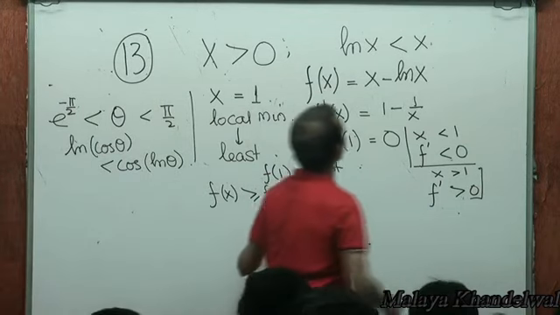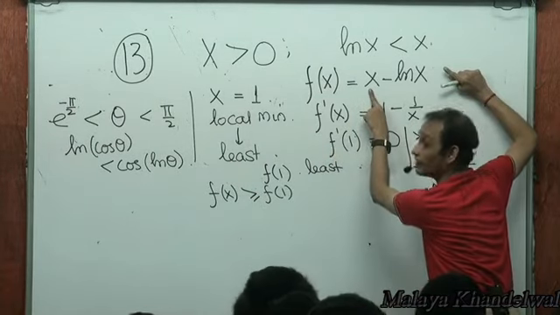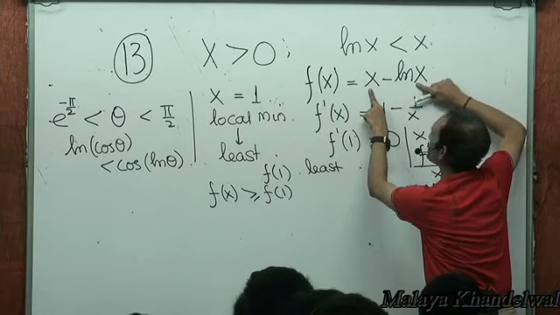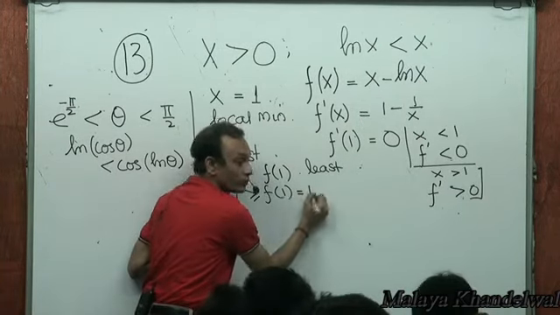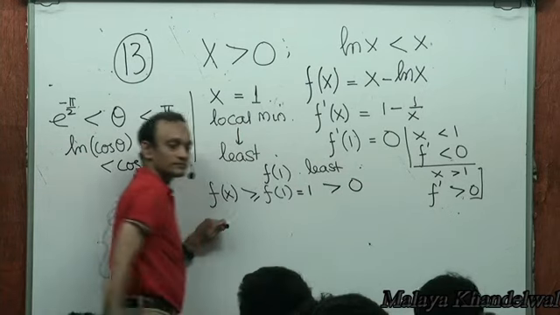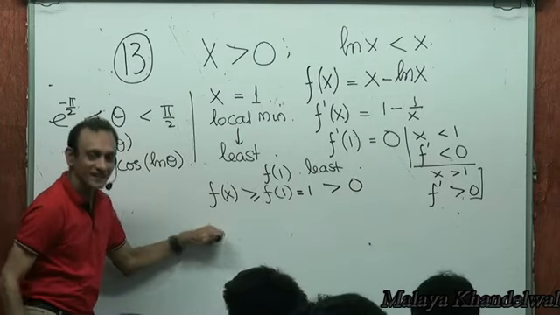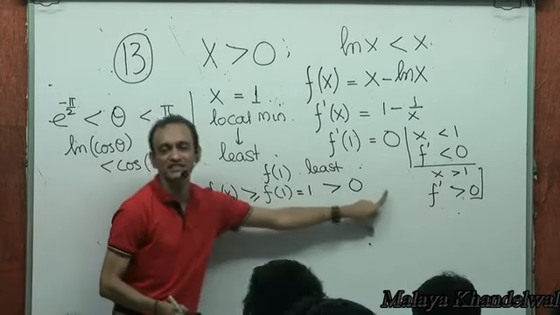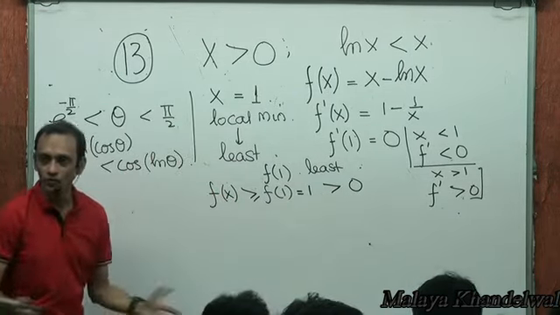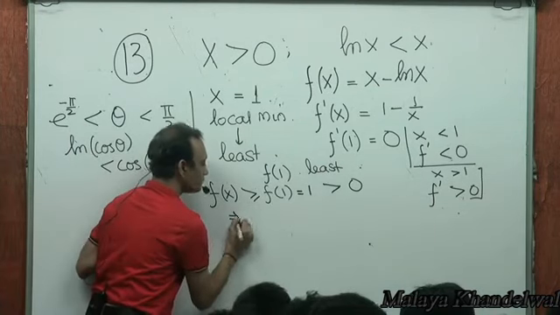Hey, but what is f1? f1 is 1. Because ln1 is 0, this is 1. Yes or no? Which is clearly greater than 0. So f1 is 1, which is clearly greater than 0. So fx is greater than 0. Yes or no? Right?